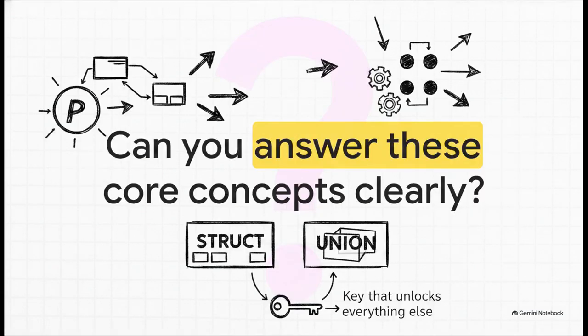Finally, I want to leave you with a mini oral test. Ask yourself these 4 core questions right now. 1. What is a reference? 2. What does &p actually do? 3. Why do we use those 2 colons? And 4. What is the fundamental difference between a struct and a union?